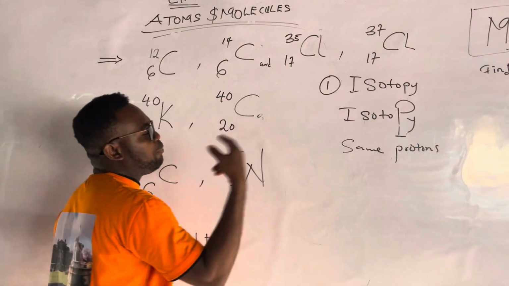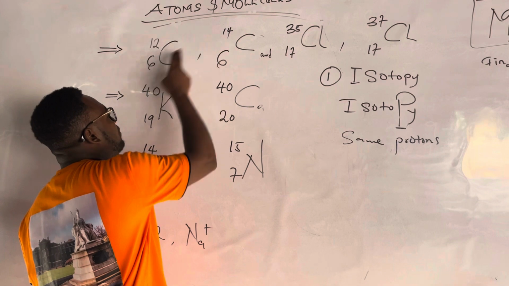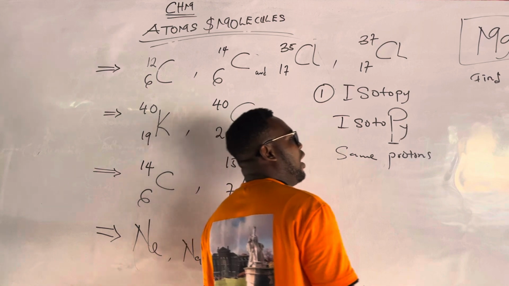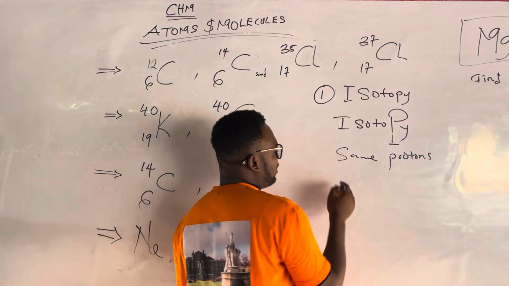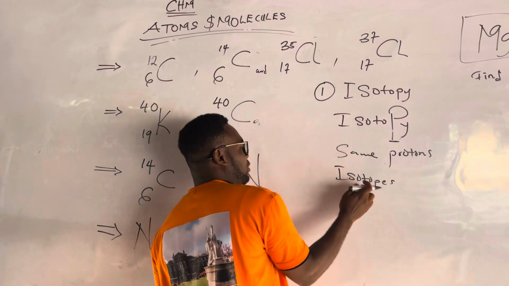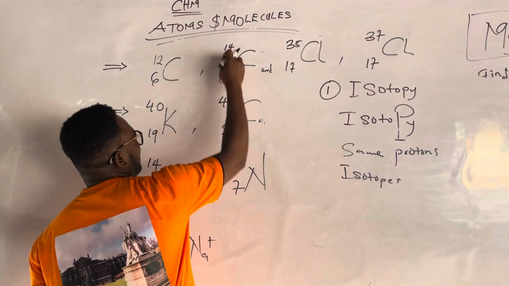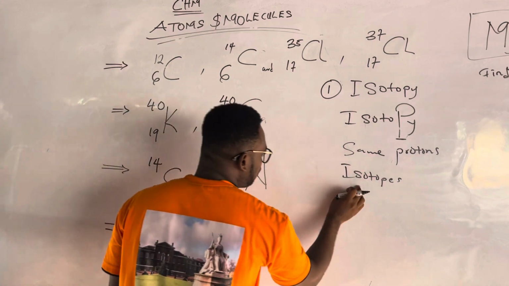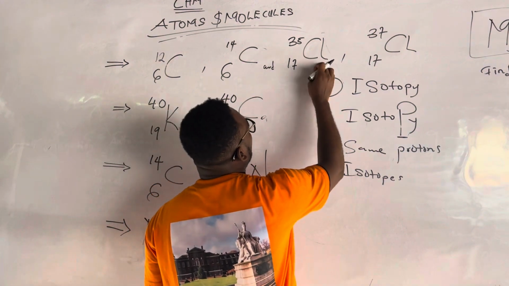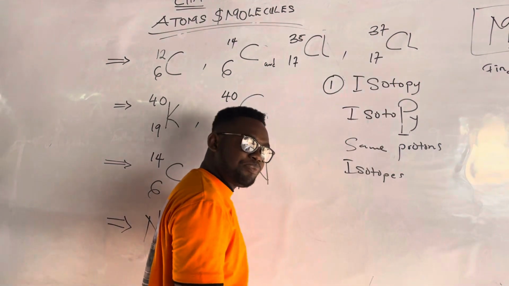Atomic number is the number of protons in the nucleus of an atom. So different mass numbers, same proton number. That's isotopy. Atoms or elements that exhibit this phenomenon are known as isotopes. Elements that exhibit isotopy are known as what? Isotopes. These are examples: carbon-12 and carbon-14 are what? Isotopes. This phenomenon is known as what? Isotopy. The same thing goes for chlorine-35 (atomic number 17) and chlorine-37 (atomic number 17).